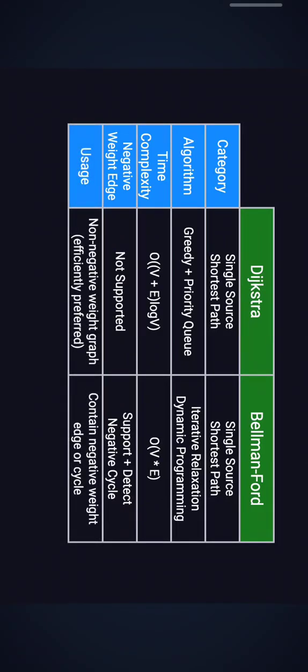To summarize, if all edge weights are non-negative, Dijkstra's algorithm is usually the faster and preferred choice. However, if negative weight edges are present, or if detecting negative weight cycles is important, Bellman-Ford is the better option.